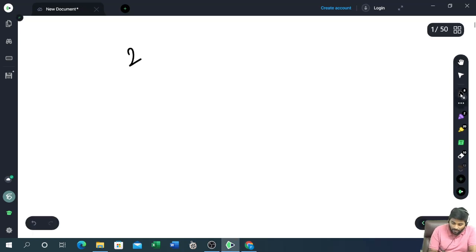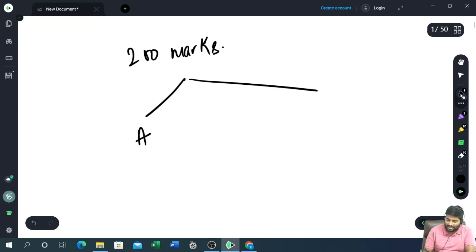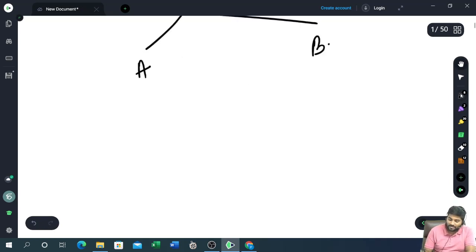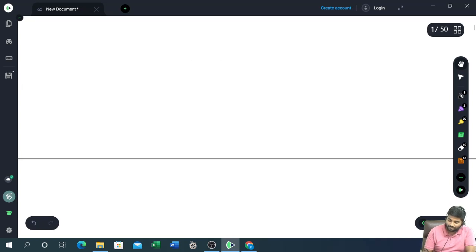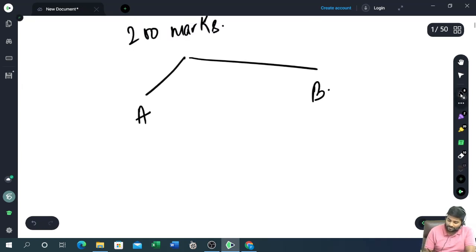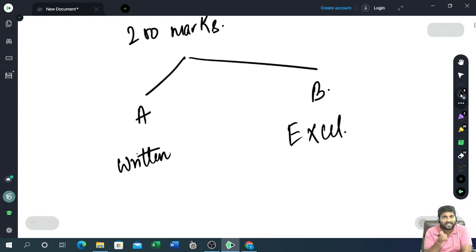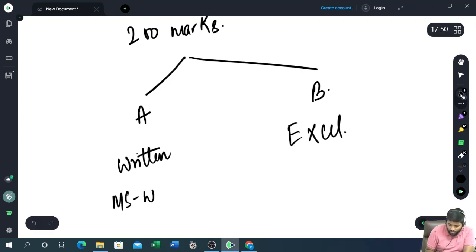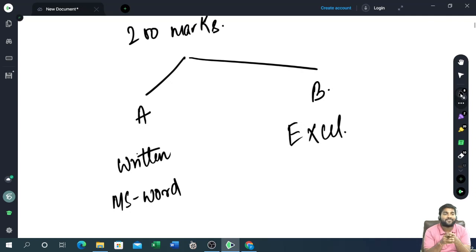CM1 is a 200 mark examination. It's divided into two papers. One is paper A and the other is paper B. Paper B is your Excel based examination, and paper A is your written examination. Previously it was held in examination centers. Currently it is online, being conducted in MS Word. So you will also get training on how to use MS Word efficiently for your examinations, but that comes at a later part.